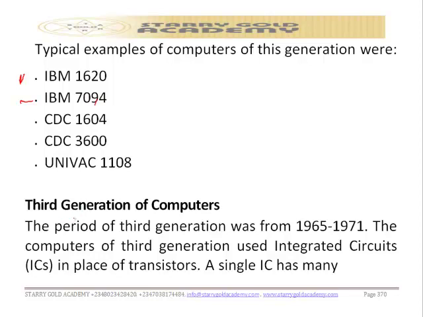Now let's discuss the third generation of computers. The period of the third generation was from 1965 to 1971. Okay, the computers of the third generation use integrated circuits (ICs) in place of transistors.